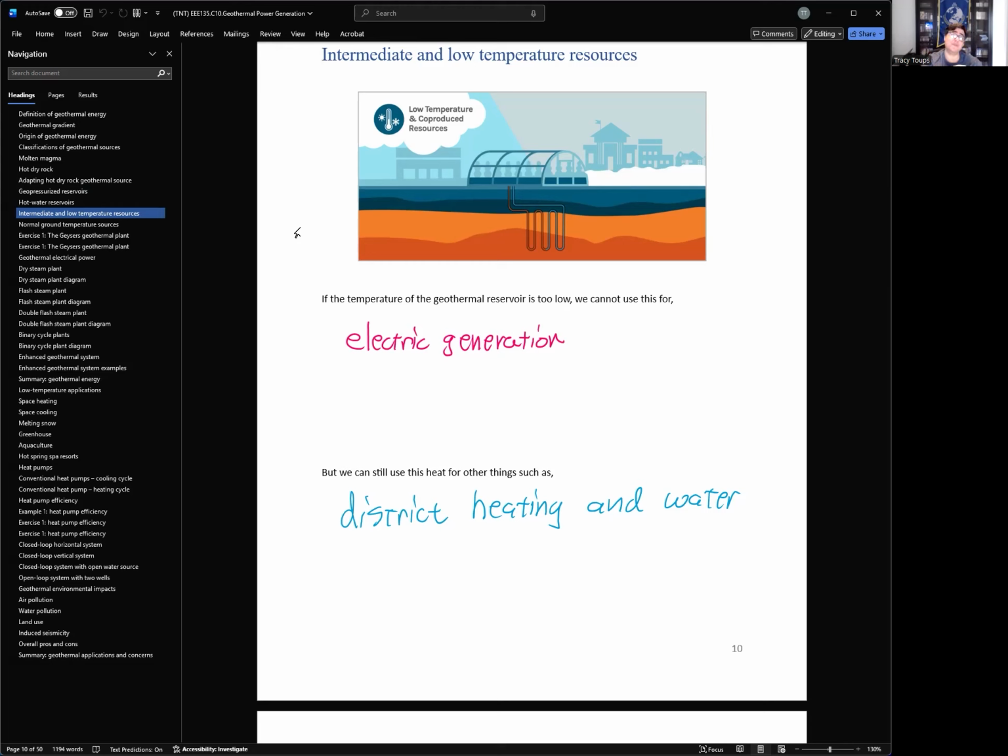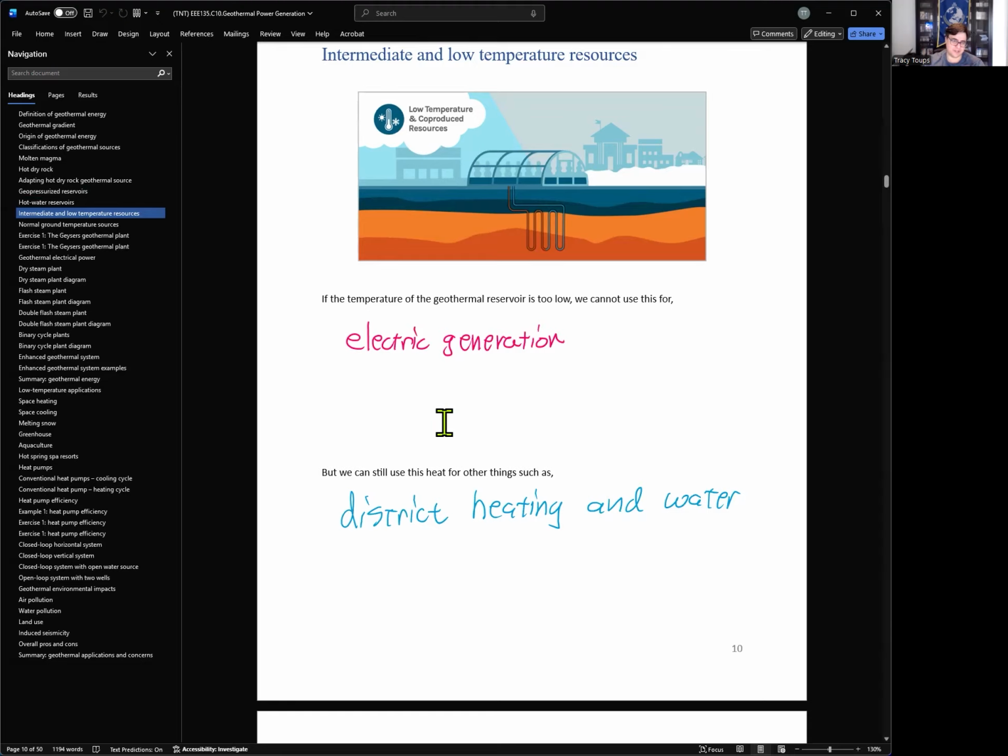So here, these are the sources that aren't good enough for electric generation because the temperature is just too low. Low temperature geothermal sources, we can't use for electric generation. That's it. Okay. There's other things we could use it for. We could still use it for district heating and heating water and other smaller things.